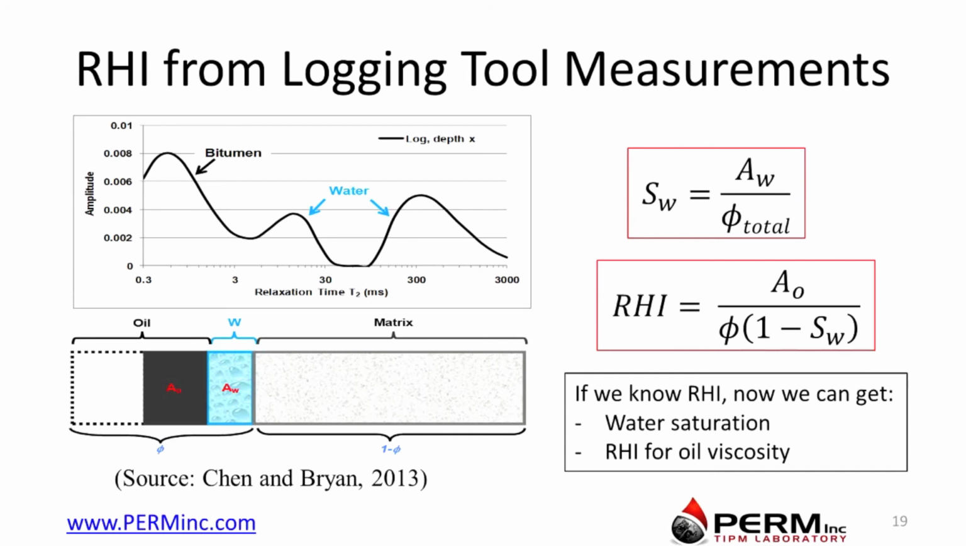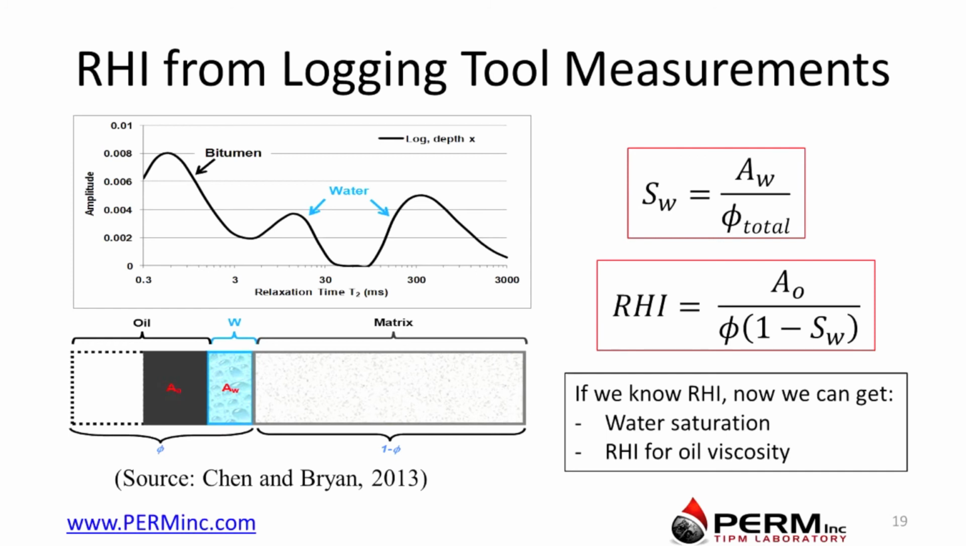Now, that total pore space should have been filled with oil and water. The water, I'm measuring properly. This is my water saturation. The oil is 1 minus water saturation. For the oil, I should have been measuring a large signal, but because the oil was viscous, I'm measuring only a portion of that oil signal. So the RHI is the measured oil amplitude divided by what the oil amplitude should have been in order to match the saturations of the system.